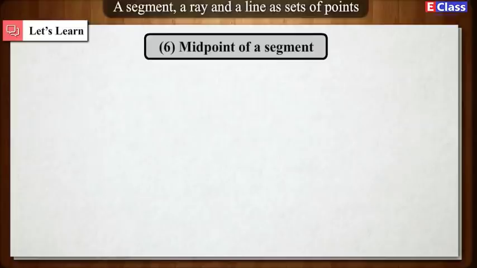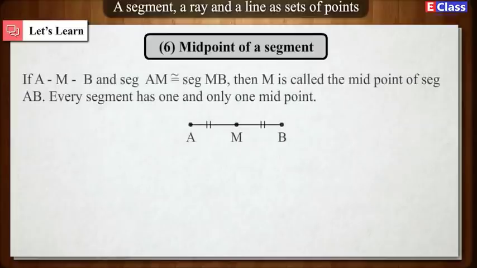6. Midpoint of a segment. If A-M-B and segment AM is congruent to segment MB, then M is called the midpoint of segment AB. Every segment has one and only one midpoint.